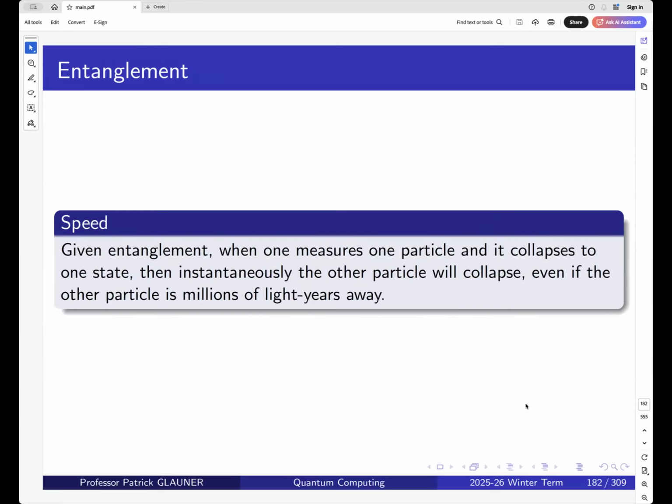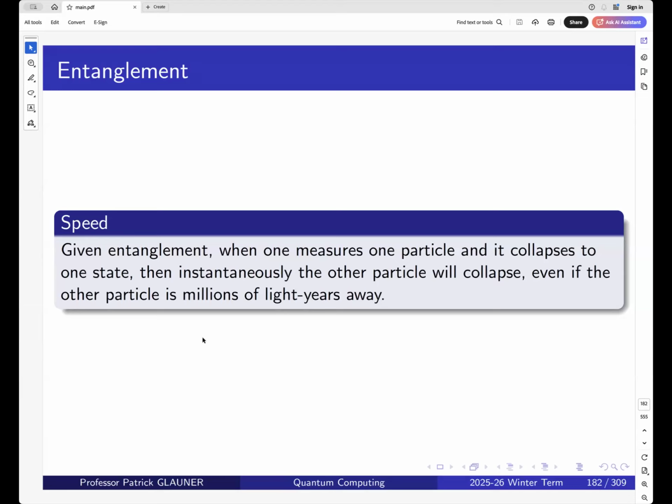Now comes something really strange. We said we measure the first particle, and because the two systems are entangled, or it's an entangled state, the other system gets automatically measured as well. Now, theory says when you measure the one particle and it collapses, then the other one also collapses automatically or is measured. It's automatic.